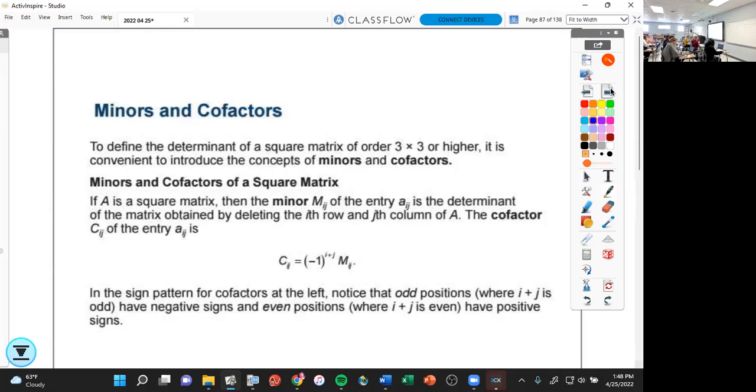So if A is a square matrix, well, that's the only kind that has a determinant, then the minor M sub ij is the determinant of the matrix obtained by deleting the ith row and the jth column from A. The cofactor C sub ij is C sub ij equal to -1 to the i plus j times M sub ij. Okay, guys, this is wordy.